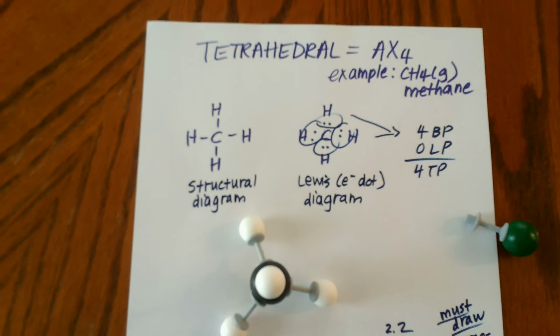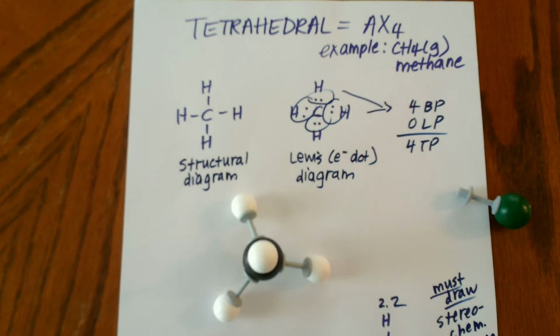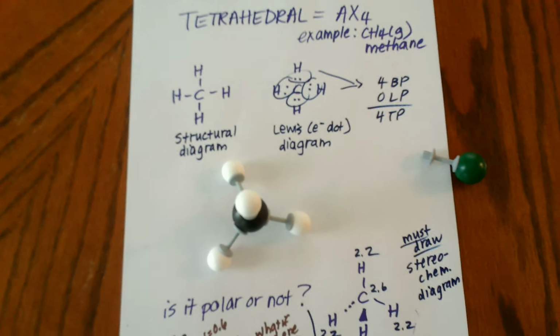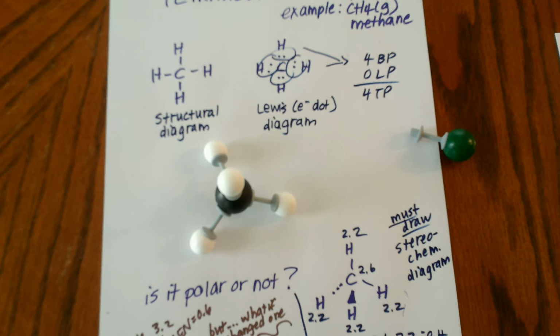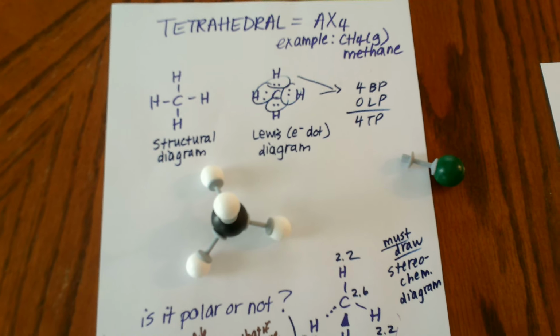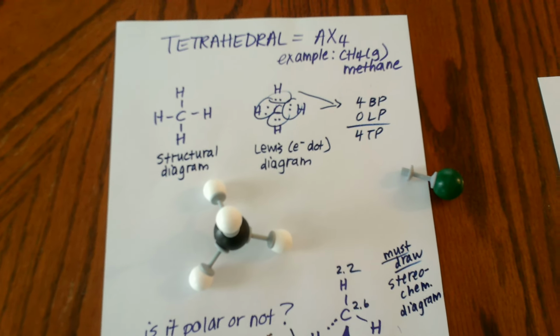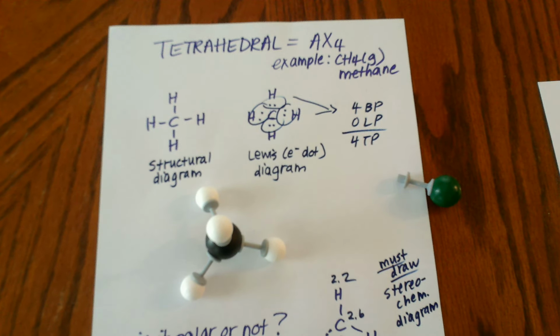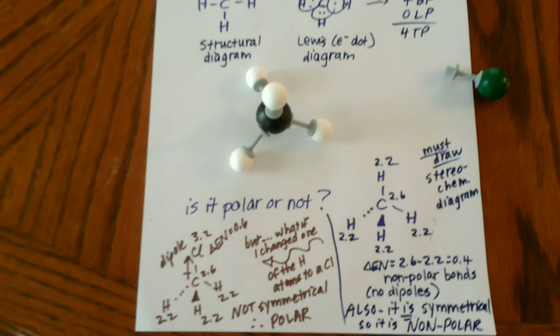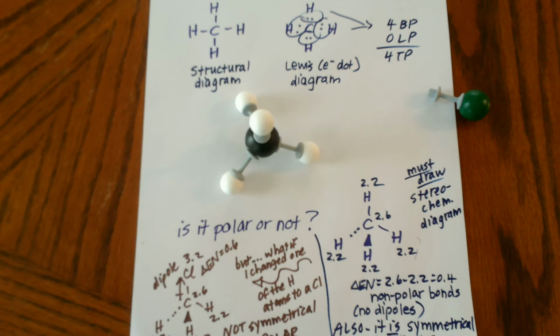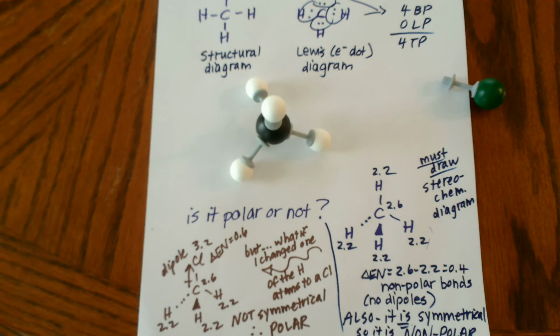So our example is methane. And so we've got our structural diagram, our Lewis diagram, and we can see that this molecule is tetrahedral. Has 4 bonding pairs, 0 lone pairs, and 4 total pairs. How do I know if it's polar or not? You draw out your stereochemical diagram. You look at the bond differences, right?